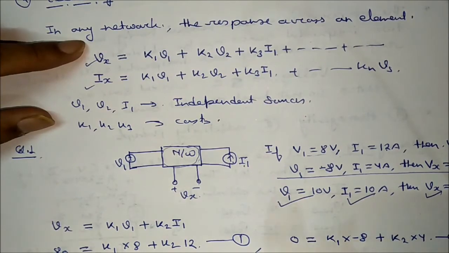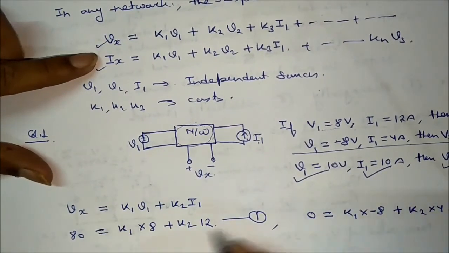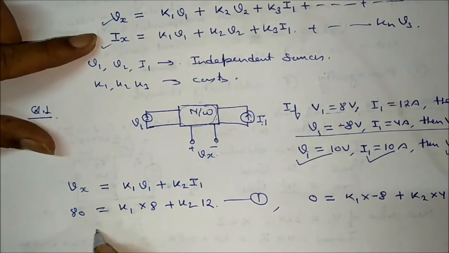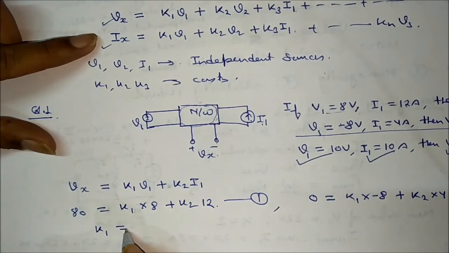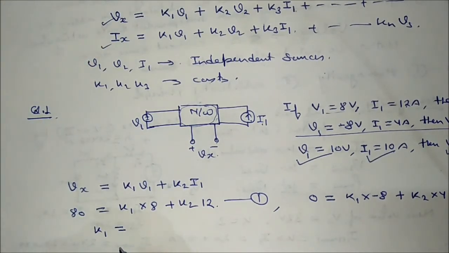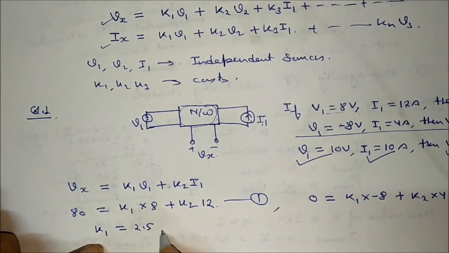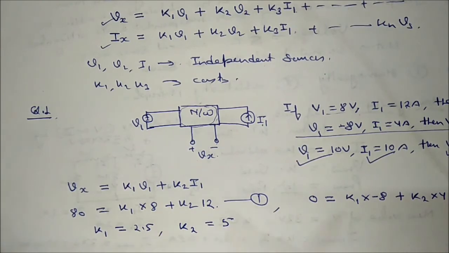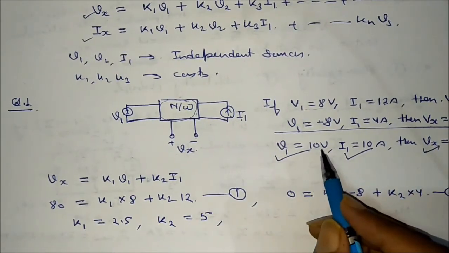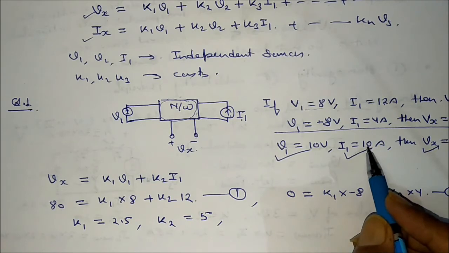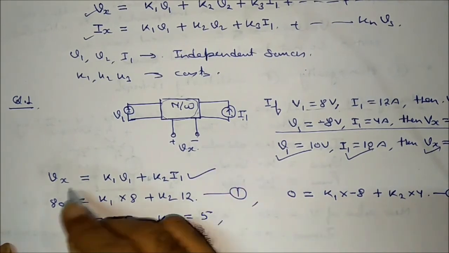Now solving these two equations, we will get the K1 and K2 values: K1 is 2.5, and K2 will be 5. Okay, now we know the constant values K1 and K2. Now we have to calculate, if V1 is equal to 10 volt and I1 is equal to 10 ampere, then the value of Vx. Just apply this equation.